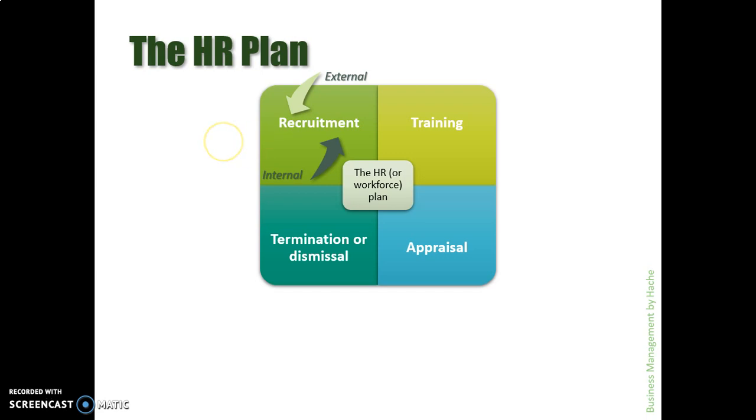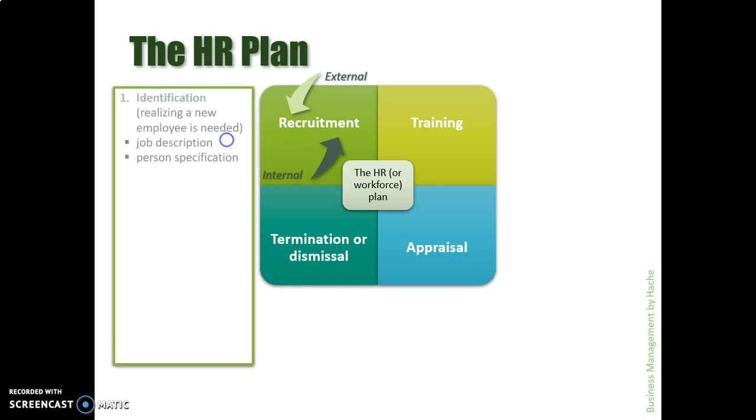Now, for recruitment, we follow a number of steps. Number 1, we first identify the job position. We identify there's a need for an employee in that specific area. So we come up with a job description, exactly what the job is about, and a person specification, what specific qualifications you need for the person to have in order to fill that job description and job position properly. So we need these 2 aspects, the job description and the person specification.